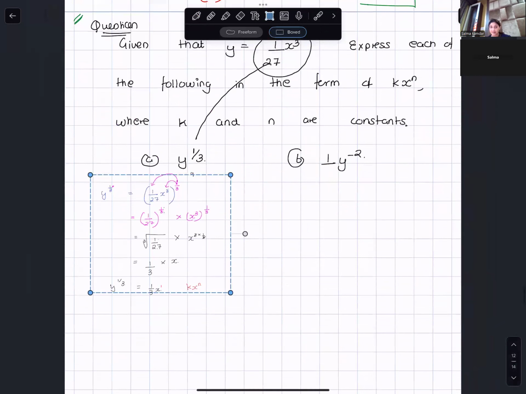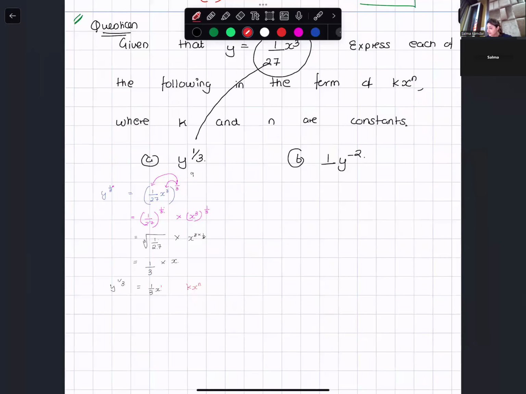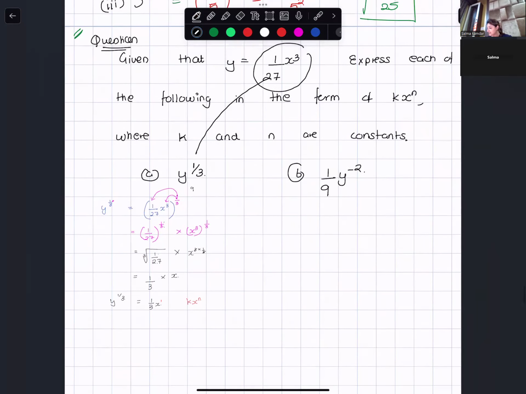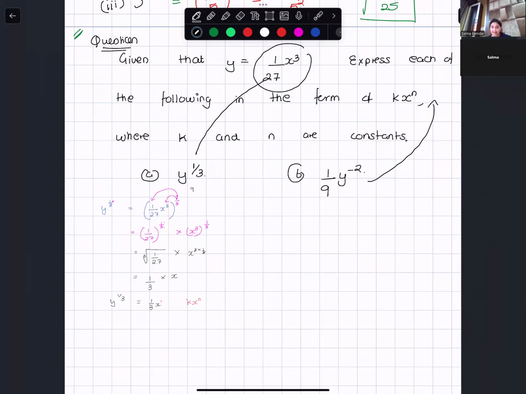The next part is B1. I have to express this in the form of kx raised to n. How would I express it? So my equation is 1 by 9 y raised to minus 2. In place of y, I'm going to put 1 by 27x cubed. So this would become 1 by 9, in place of y I'm going to put 1 by 27 x cubed, and the minus 2 will remain as it is. Now I need to solve this.